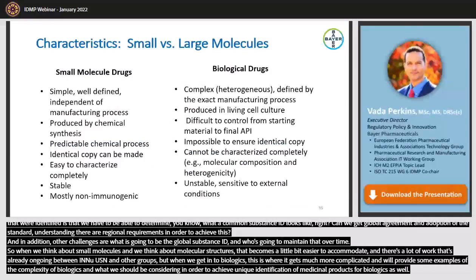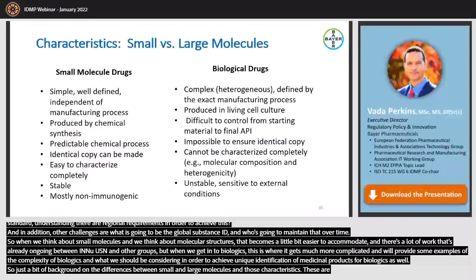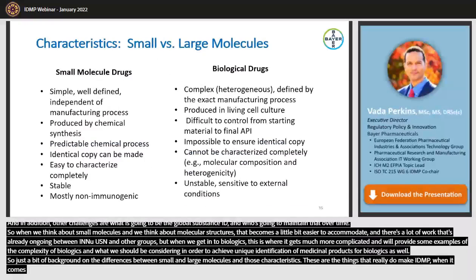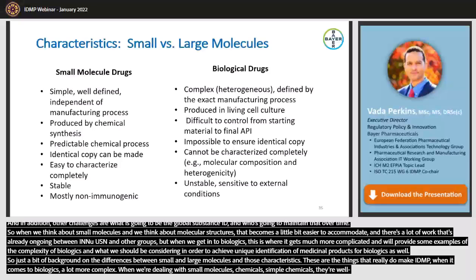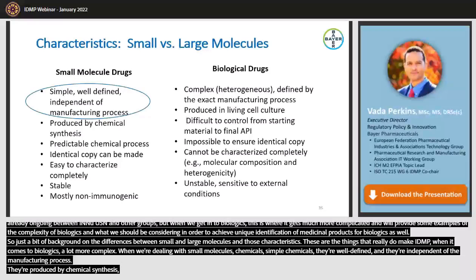So just a bit of background on the differences between small and large molecules and those characteristics. These are the things that really do make IDMP, when it comes to biologics, a lot more complex. When we're dealing with small molecules, simple chemicals, they're well defined and independent of the manufacturing process. They're produced by chemical synthesis, identical copies can be made, and the chemical process is fairly predictable.